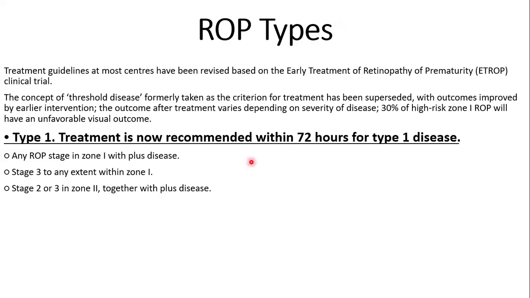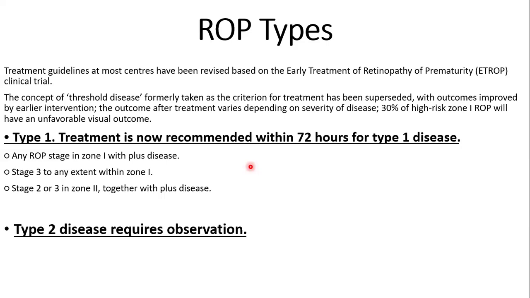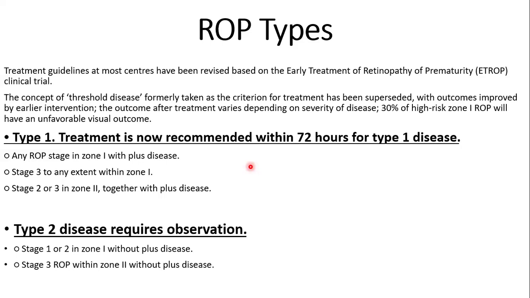Yes. Okay. So type 1, as I mentioned, is any ROP stage in zone 1 with plus, or stage 3 without plus in zone 1, or stage 2 or 3 in zone 2 with plus. Type 2 ROP usually requires observation, and that is stage 1 or 2 in zone 1 without plus, or stage 3 in zone 2 without plus.